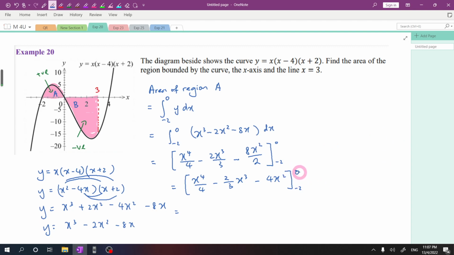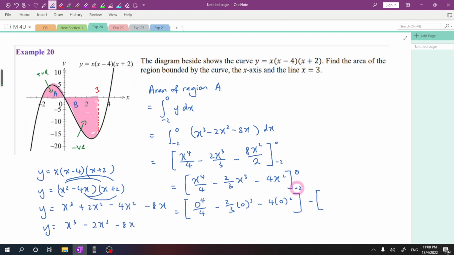First, we bring in the 0 go in here. Replace all the x by 0. 0 to the power 4 divided by 4 minus 2 over 3 times 0 raised to the power of 3 minus 4 times 0 square. You notice that this whole thing will actually give you 0, right?